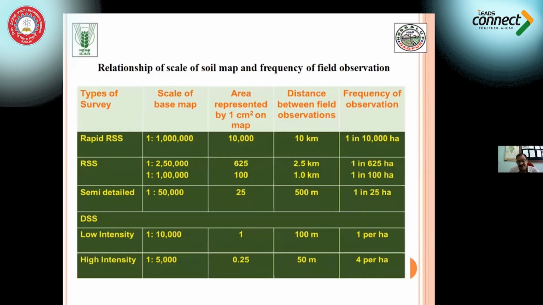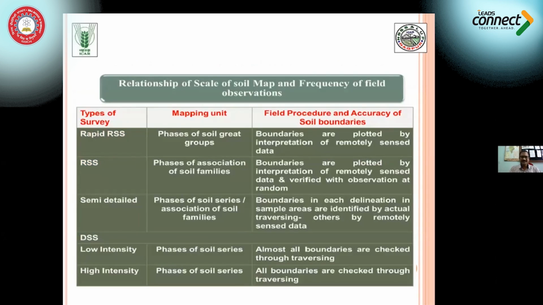On the other hand, in case of detailed soil survey, the frequency of observation is more. In case of low intensity detailed soil survey, the intensity of observation will be one sampling point, meaning profile, per hectare, and in case of high intensity detailed soil survey, the frequency of observation will be 4 per hectare.